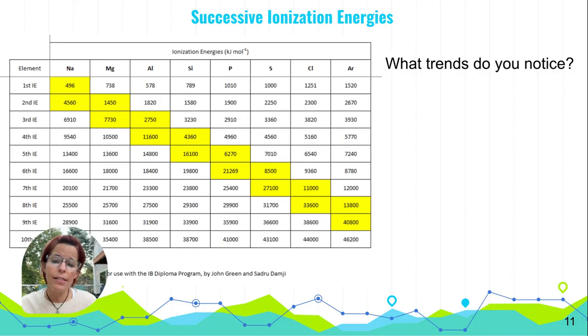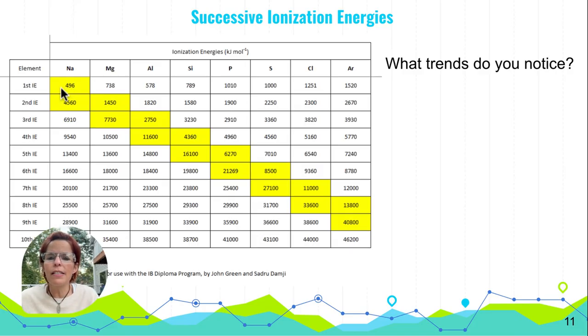These are called successive ionization energies. It means the amount of energy necessary to pull off the second electron or the third electron or the fourth electron. So what we should see are lots of patterns. First of all, every time you pull off an electron, it becomes more and more difficult to pull the next one. And that's because in comparison, the nucleus is getting stronger.